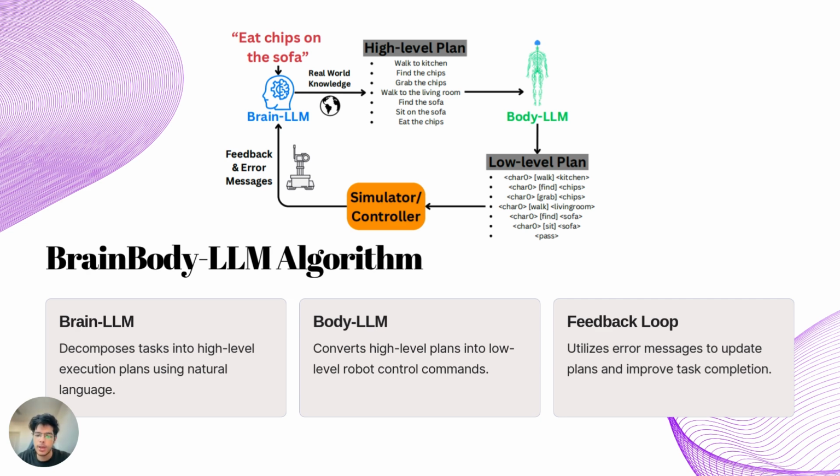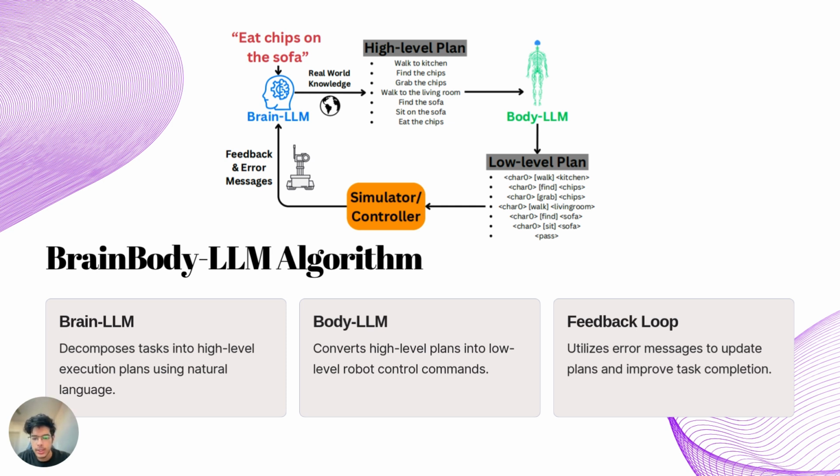Then we finally have the feedback loop, which is super important for making sure everything runs smoothly during execution. If something goes wrong, like an action fails, the system does not have to stop. Instead, the feedback is sent back to the brain LLM so it can update the plan and try again. If an error happens during execution, like maybe an object isn't there where it's supposed to be, the system detects this and generates an error message.